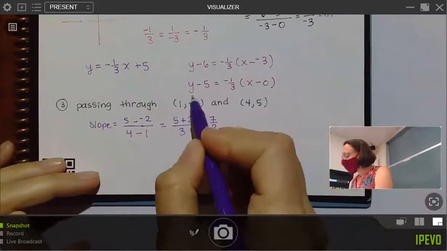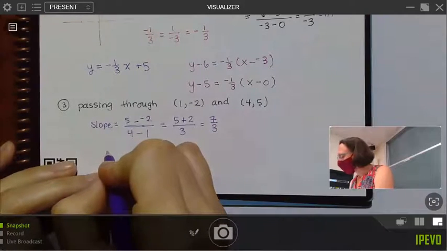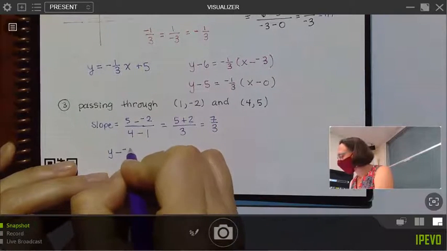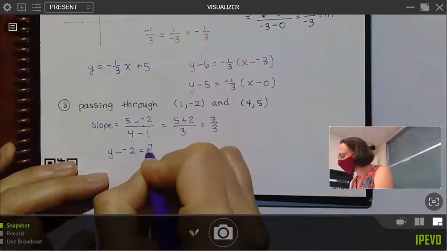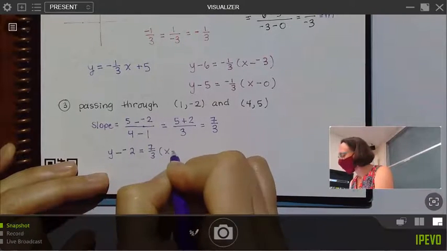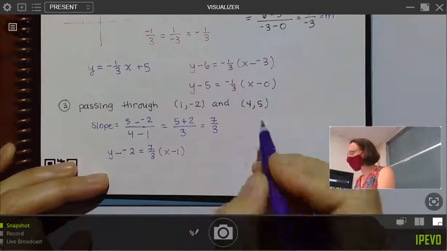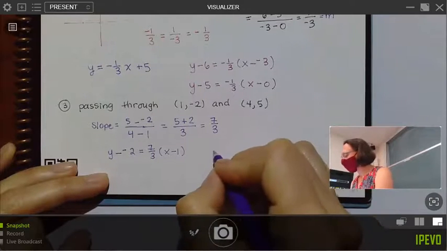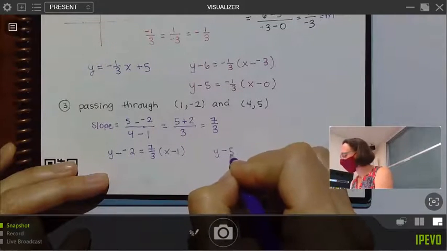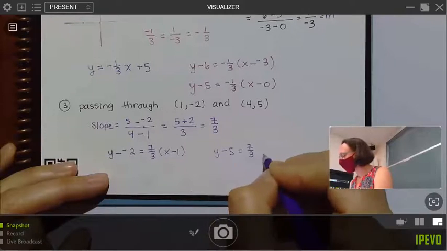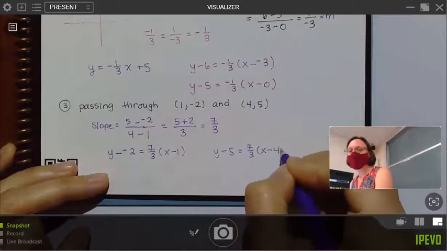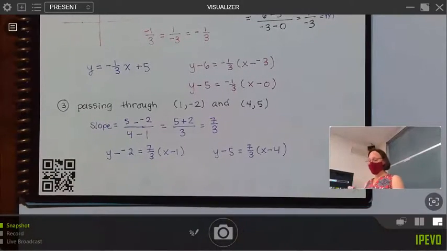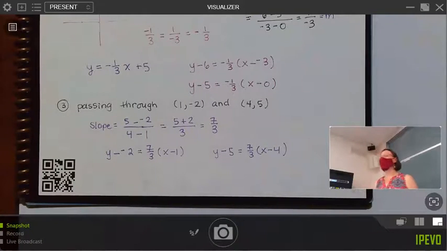If we choose to use the first point, this would look like y minus negative 2 is equal to 7/3 times x minus 1. If we chose to use the second point, it would look like y minus 5 is equal to 7/3 times x minus 4. Either one is fine. You do not have to simplify anything. You could if you wanted to.